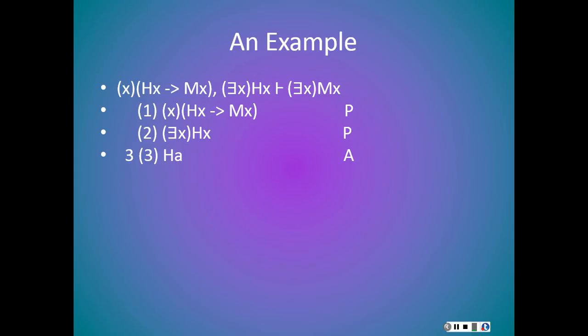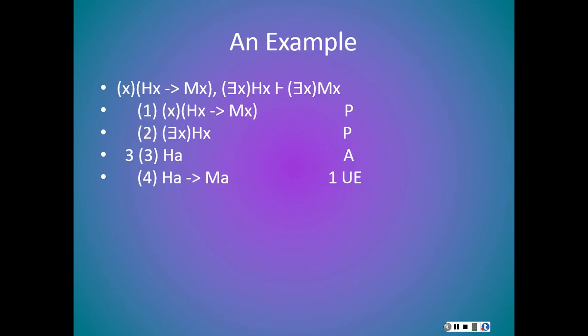What I do to get an arbitrary case is I simply delete the existential quantifier out front of the original sentence, and I replace the variable that that existential quantifier ranges over with a name. So I've deleted the existential quantifier out front, and I've replaced the variable x with the name a. Now that I have my arbitrary case, I'm going to apply universal elimination to line 1 so that I now have a sentence that has my arbitrary name in it instead of a sentence with a universal quantifier out front.